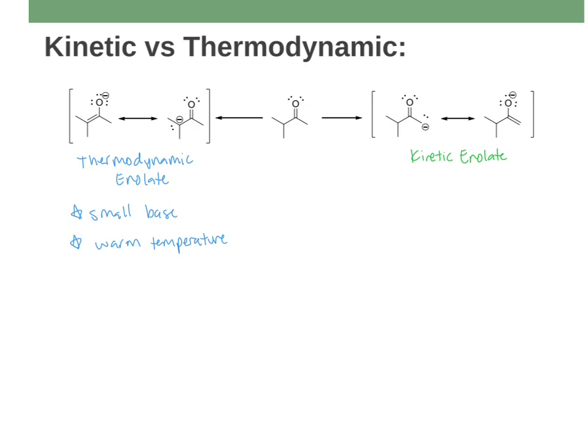I want to have plenty of energy so I can overcome that higher activation energy to get to the more stable thermodynamic enolate. Also, these processes are reversible, so it allows us to go back and forth until we end up at that thermodynamic enolate. So you want warm temperatures. So that would mean things like room temperature, 20 degrees, maybe 30 degrees, something like that. You'll see something warm-ish.